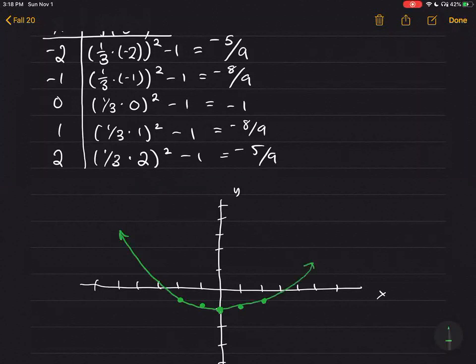Okay, cool. So we can already see that even if I don't overlay our original parabola on this, you can already tell it's been stretched out horizontally by a factor of 3, in fact. So that's good.